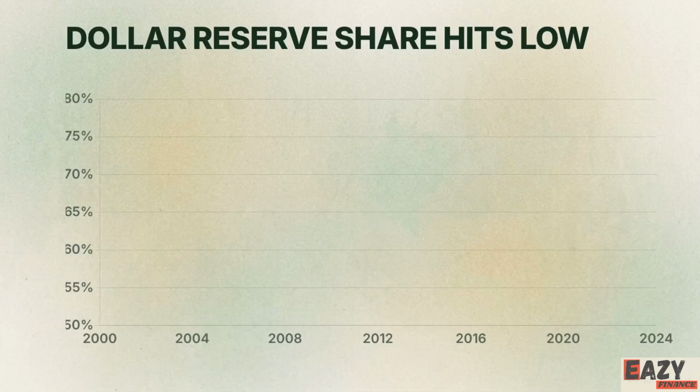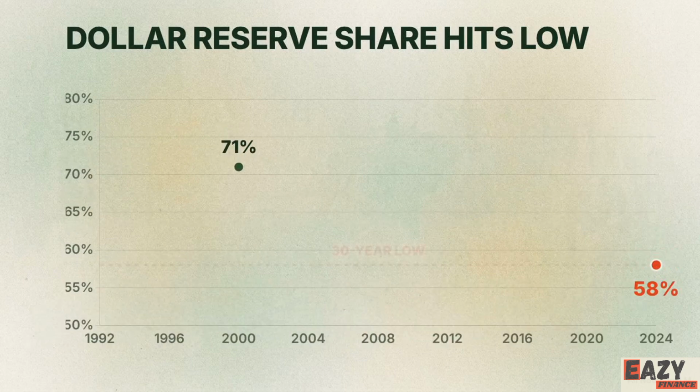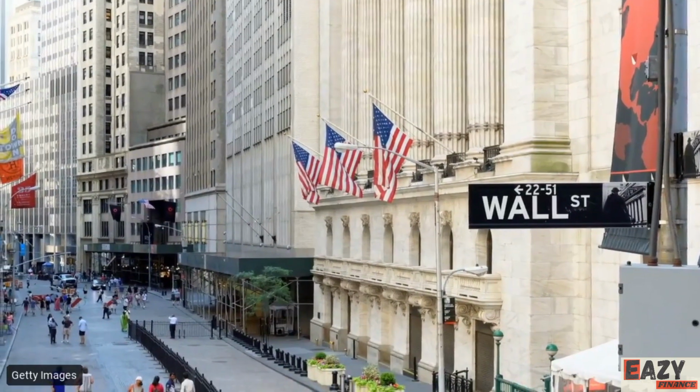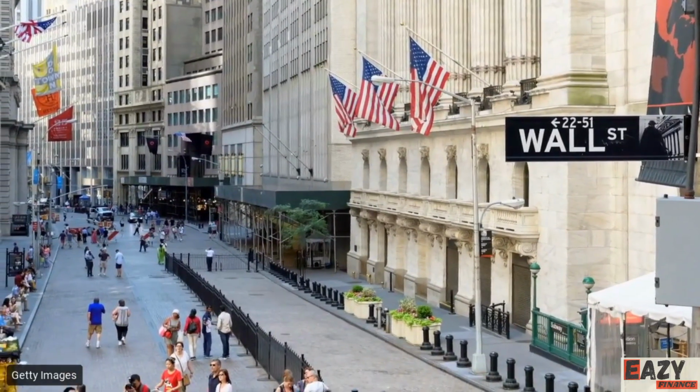Look at this chart tracking the US dollar's share of global reserves. In 2000, the dollar held 71%. Today, it's dropped below 58%. Extending the timeline backward reveals the severity. Global reserves just hit their lowest level since 1992. This statistical decline represents a structural unwinding of the invisible engine that powers the United States economy.